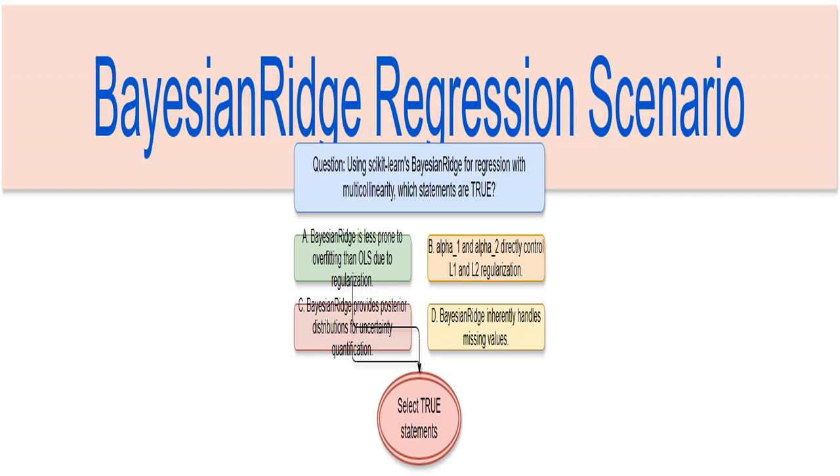This quiz focuses on understanding how the BayesianRidge model from Sklearn works, especially in situations where predictor variables are strongly related, multicollinearity. We will examine its behavior in handling this challenge.